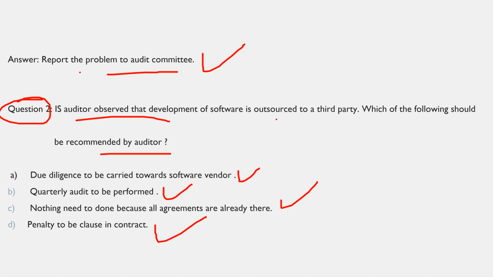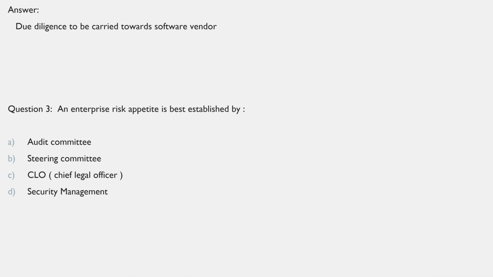So I am moving to the correct answer, guys. You can pause here if you need more time to answer. Due diligence to be carried out on the software vendor. We know, guys, that every quarter, or as per the internal policy of the organization, every vendor has to undergo a security review. But if the IS auditor identifies some loopholes, then the vendor has to perform due diligence. Okay, coming to the next question.